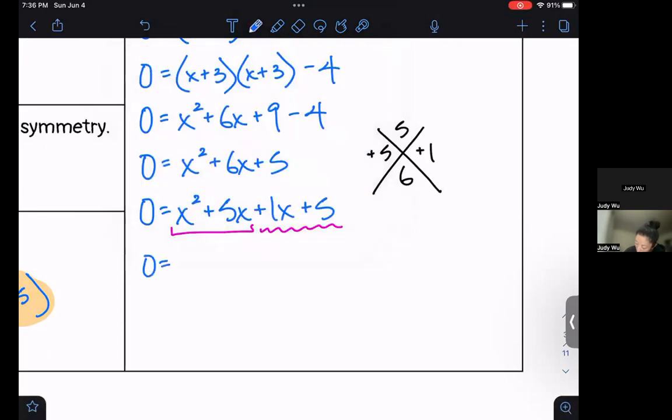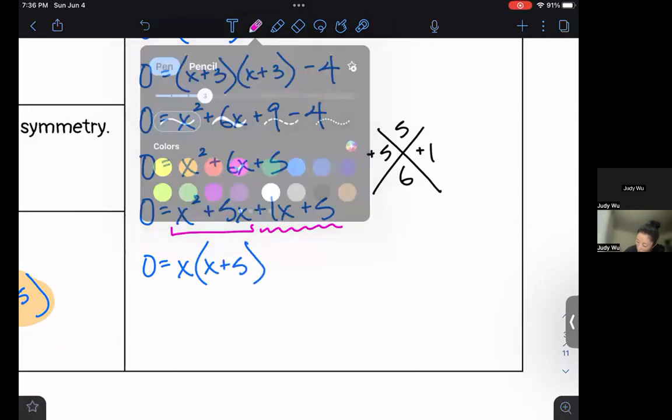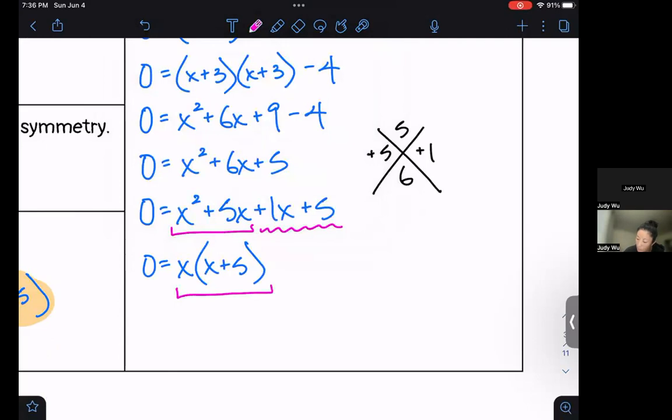So what goes into x squared plus 5x? Well, an x. When I factor out the x, I get x plus 5. Okay, all of this comes from that first pink bracket. Plus, what goes into 1x plus 5? Well, just 1. So plus 1, x plus 5.